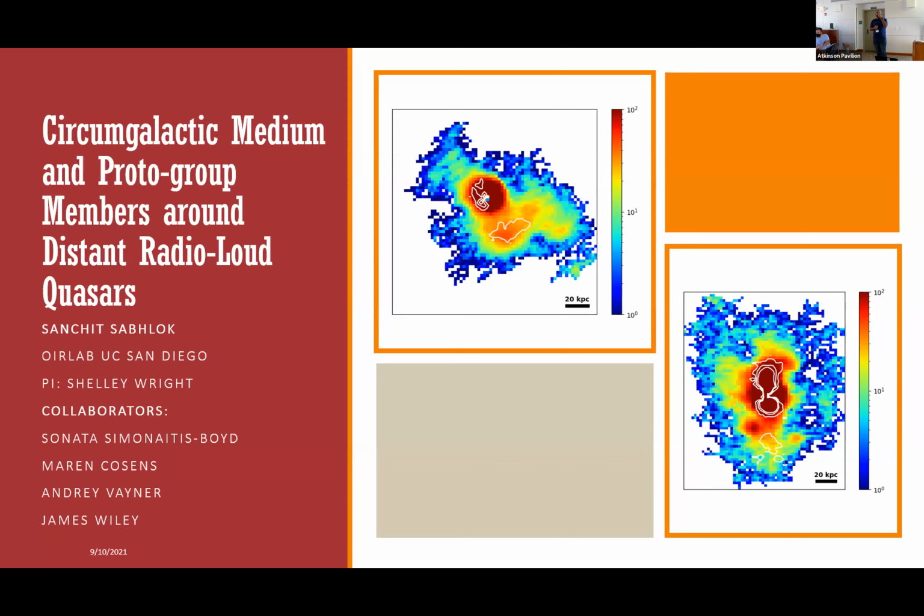I'll be talking about protogroup members around distant radio-loud quasars. When I say distant, it's about redshift of 2. And if you take nothing else from this talk, these are the two images I want you to take away. These are beautiful Ly-alpha nebulae around these quasars, and the quasars are at the center of the big red region there.